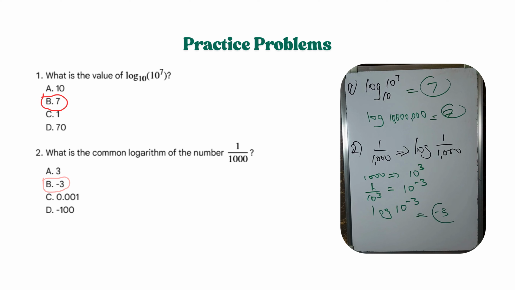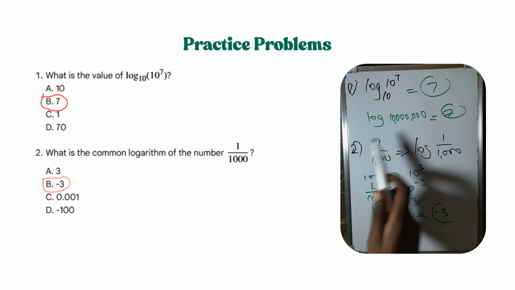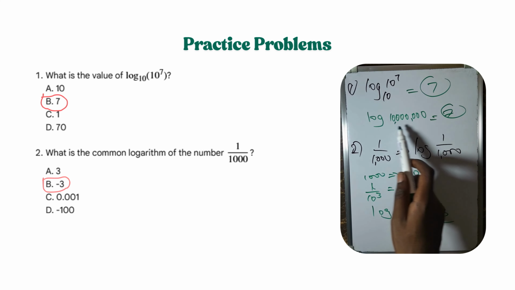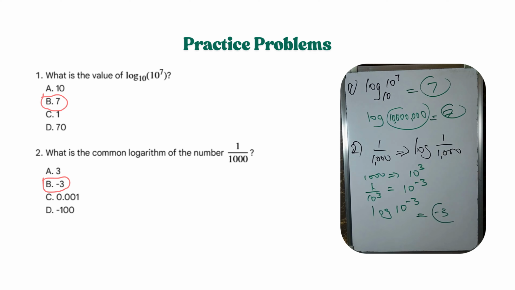Here, the logarithm just asks you how many times you need to multiply 10 to get this number. And it's so easy when you transform it into index form. The answer will always be the index.